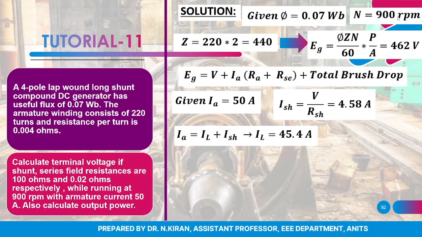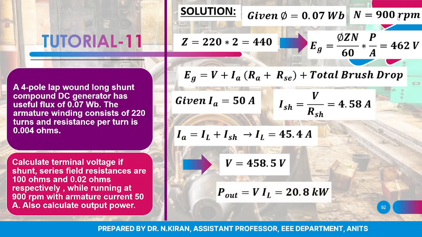Now since I know my load current and armature current is also given, I need to find my terminal voltage. So substituting all the values in that Eg expression, that will give me my terminal voltage to be 458.5 volts. Next, we also need to find output power. So formula is V into IL, IL value we know, V also we know. Just multiplying those two values will give me my output power to be around 20.8 kilowatts.